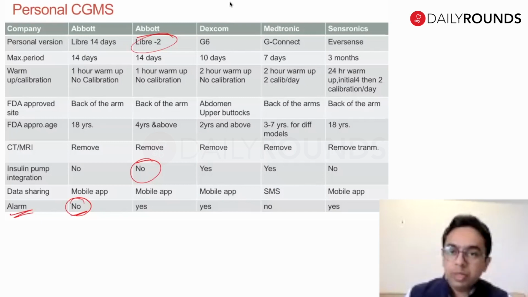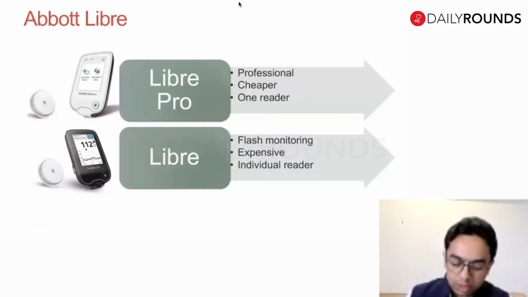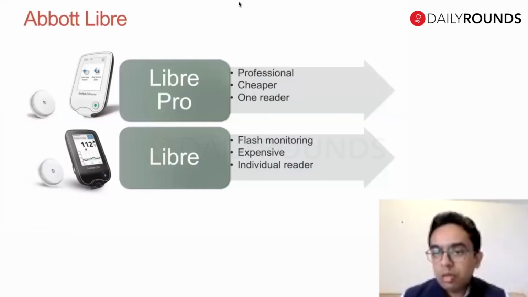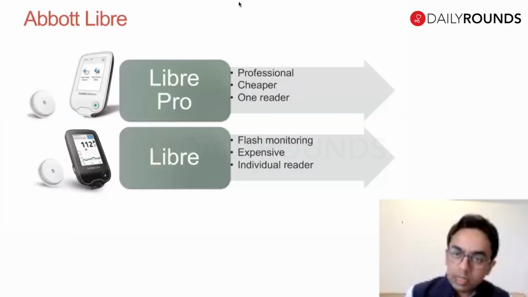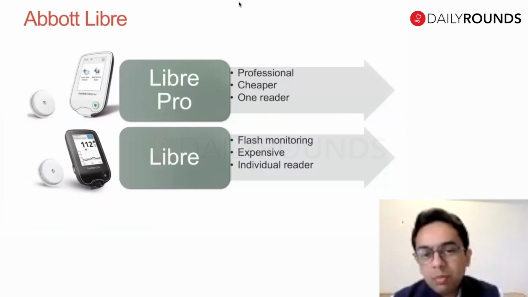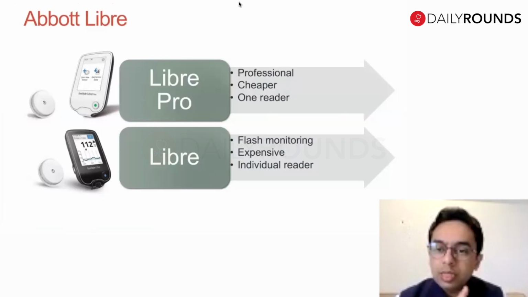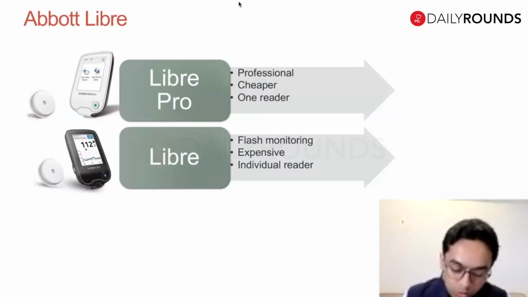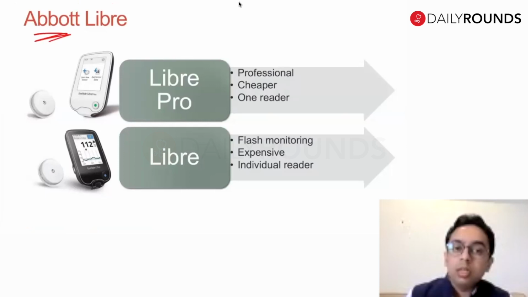So these are the basic differences, and these are available in India, but mostly we are using the Abbott one. That is what I will be discussing in great detail, and then I will discuss the Medtronic one. Dexcom is available, but it is more costly. That is why we don't use it much in our patients. Okay, so coming to the first one, that is the Abbott Libre.